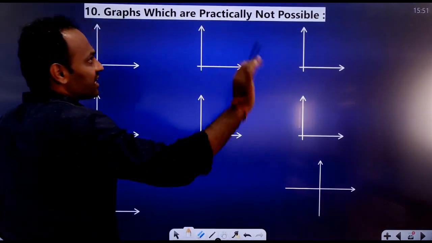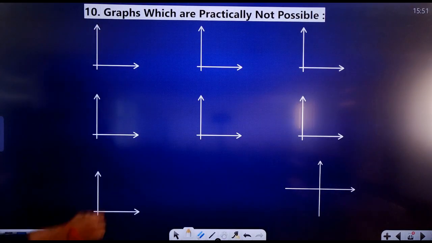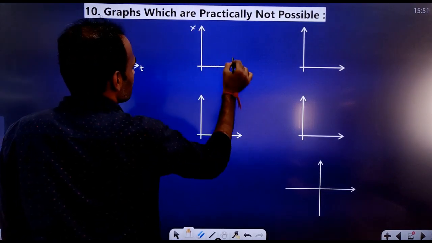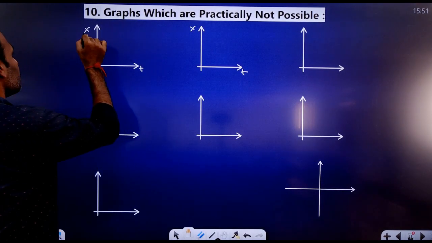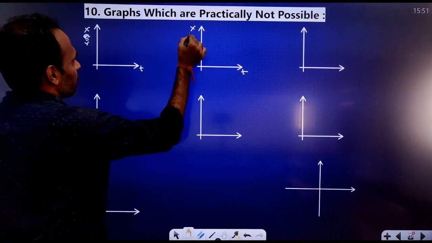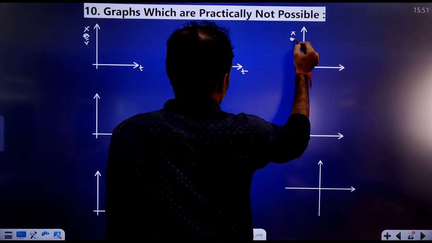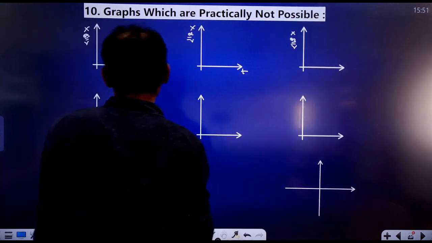Graphs which are practically not possible. Okay, x-t graph. We'll see either x-t graph or v-t graph, right? So these are either x-t graph or v-t graph.